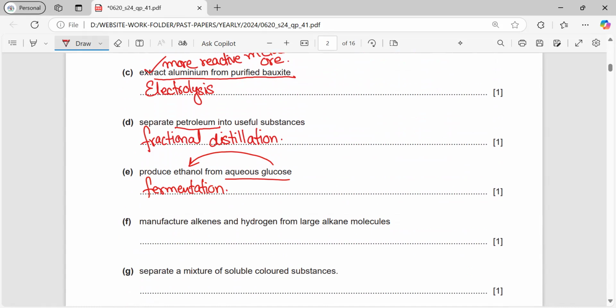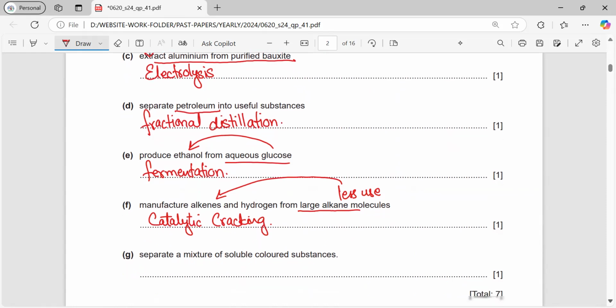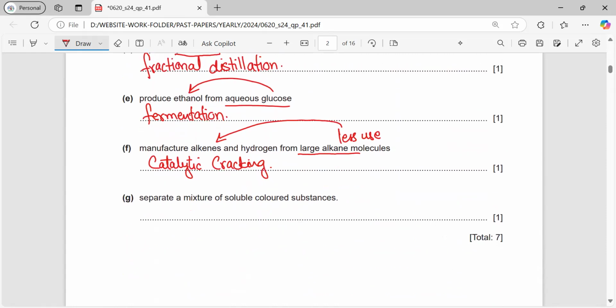Manufacture of alkenes and hydrogen from large alkane molecules. So when we have large alkane molecules which are of less use, we convert them into small chain alkanes, alkenes, or hydrogen by the process of catalytic cracking. Name the process which is used to separate a mixture of soluble colored substances. When we talk about colored substances, the separating technique which we use is called chromatography.